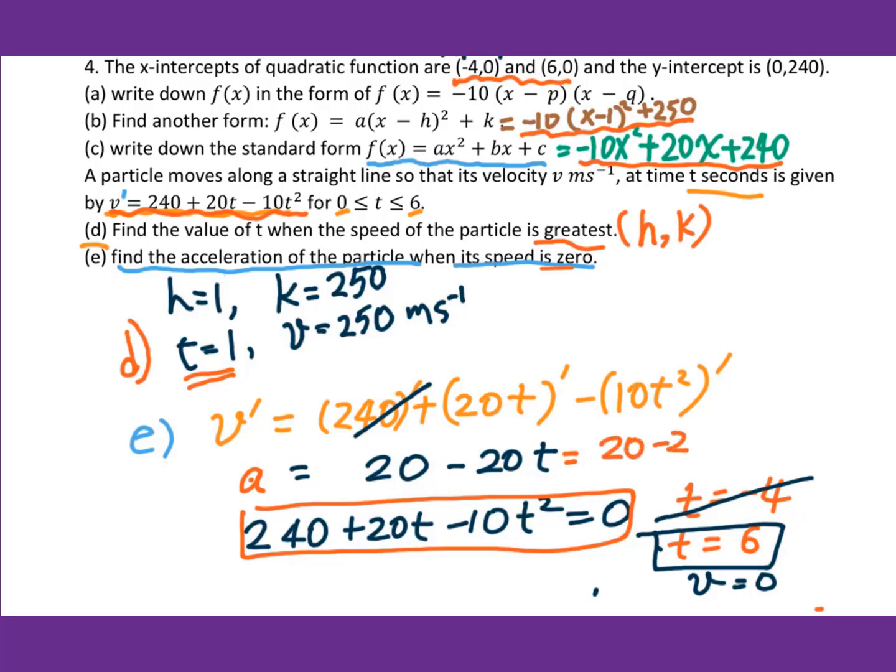Therefore, for acceleration, we just plug in t equals 6 now. 20 minus 20 times 6, you will get negative 100. That will be the acceleration. Therefore, negative 100 will be the acceleration of the particle when its speed is 0.